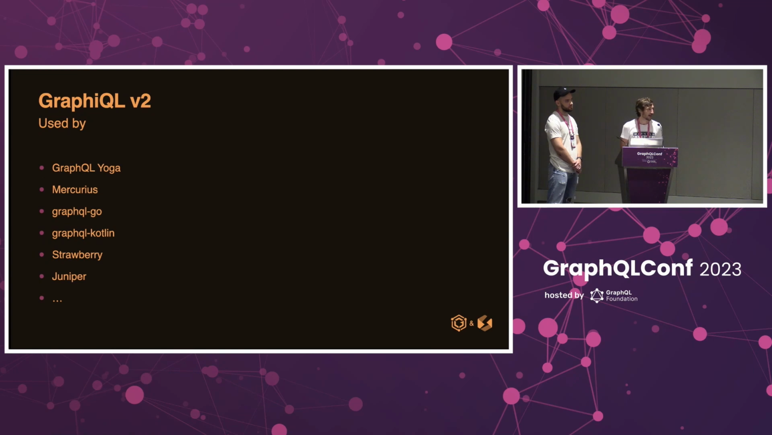And I was actually quite delighted that a lot of tools and frameworks have since switched over and used the new version 2. So things like, obviously, GraphiQL Yoga, maintained by the Guild, Mercurius, which is another JavaScript-based server implementation, but also across a variety of different languages. So we have GraphiQL Go, GraphiQL Kotlin, Strawberry, which is based on Python, and Juniper, which is based on Rust. And obviously, this is a non-exhaustive list. There's probably way more out there, so don't be mad at me if there's something that I didn't mention here.